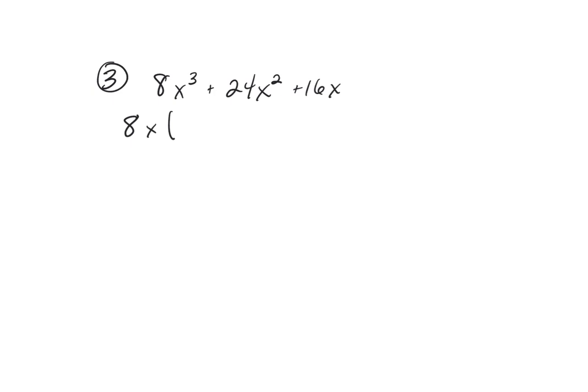So let's divide each one of these terms by 8x. So when I have 8x cubed divided by 8x, 3 minus 1 leaves me with an x squared. Then I have 24x squared divided by 8x.